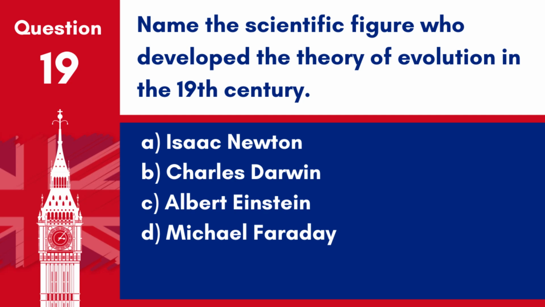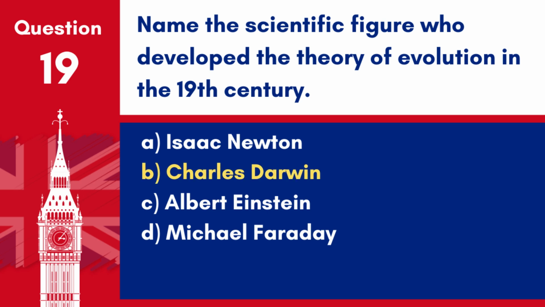Question 19. Name the scientific figure who developed the theory of evolution in the 19th century. A. Isaac Newton. B. Charles Darwin. C. Albert Einstein. D. Michael Faraday.